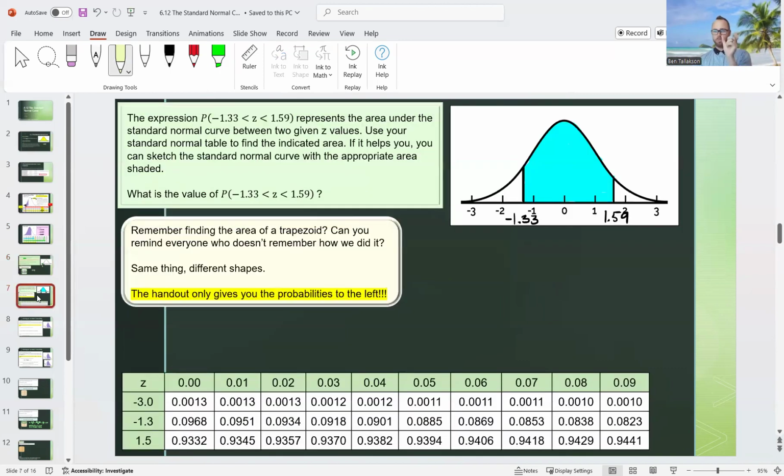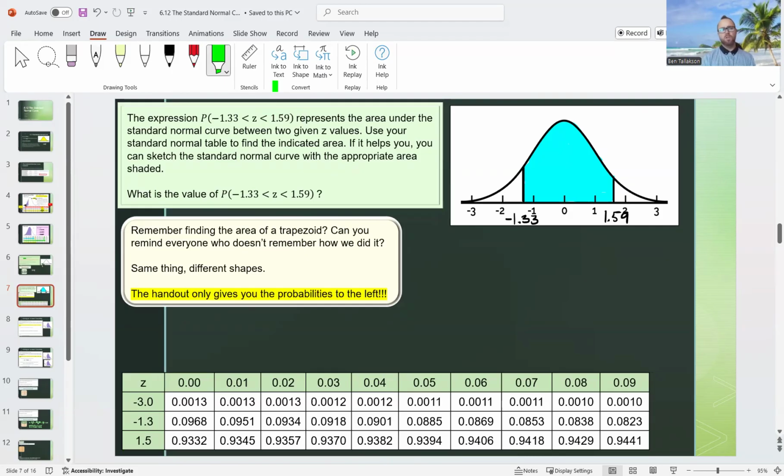But what if you're asked to find a specific area in the middle, like this? It's nothing we can't handle, and you've actually done something like this before in this class not too long ago. Let's see how it goes. The expression we see here represents the area under the standard normal curve, once again, between two given z values. So our z values are between negative 1.33 and 1.59. Notice they're labeled on my graph. And you want to use your standard normal table, again, to find the indicated area.